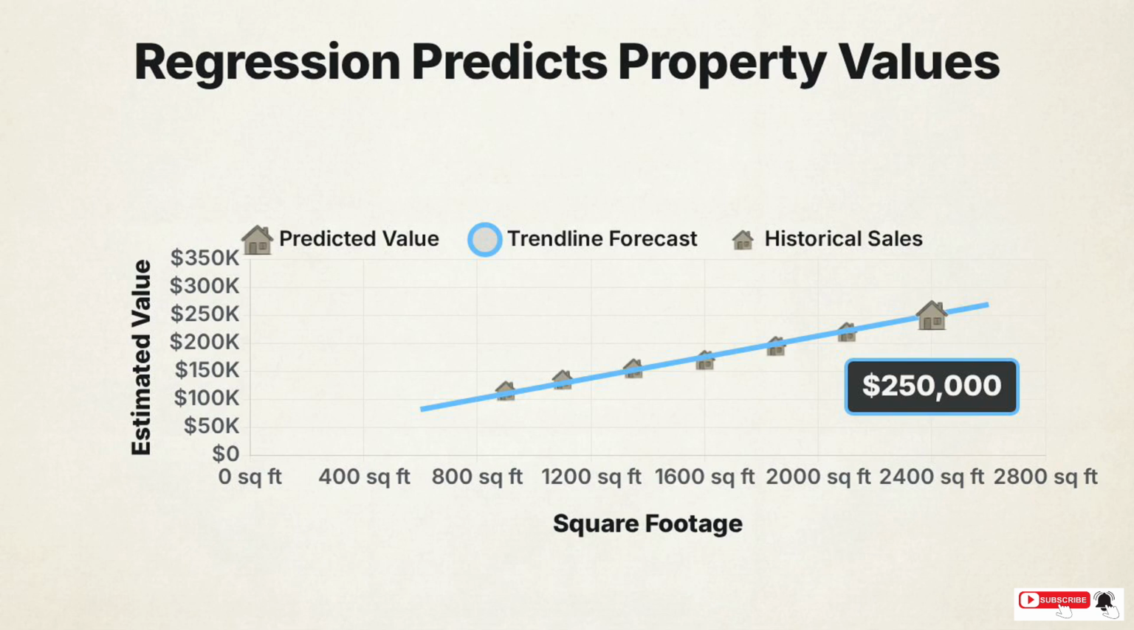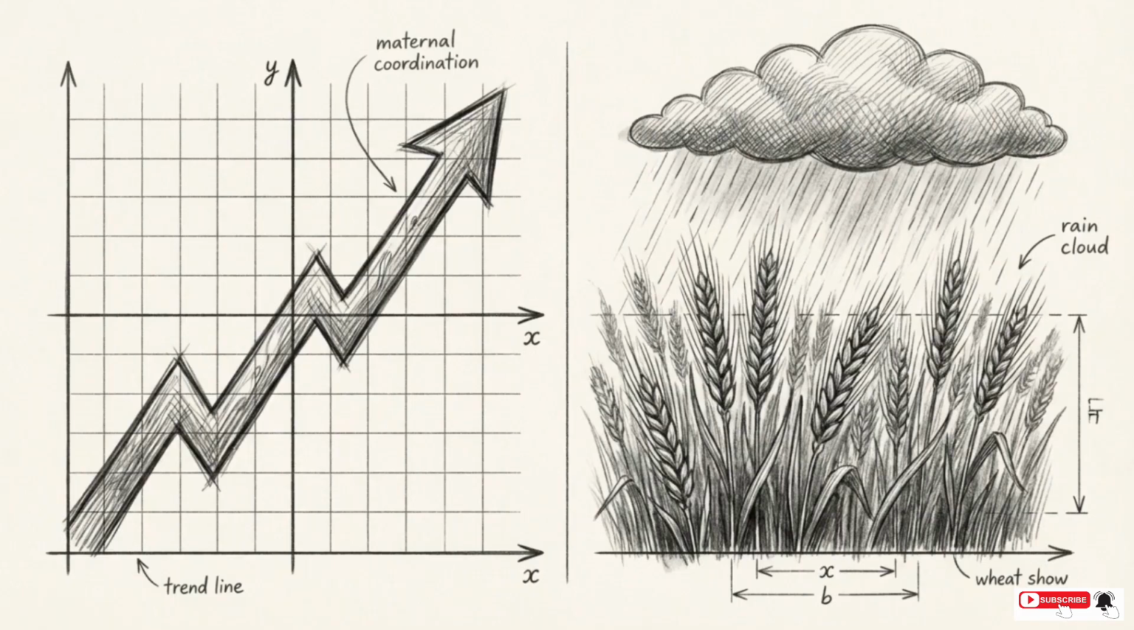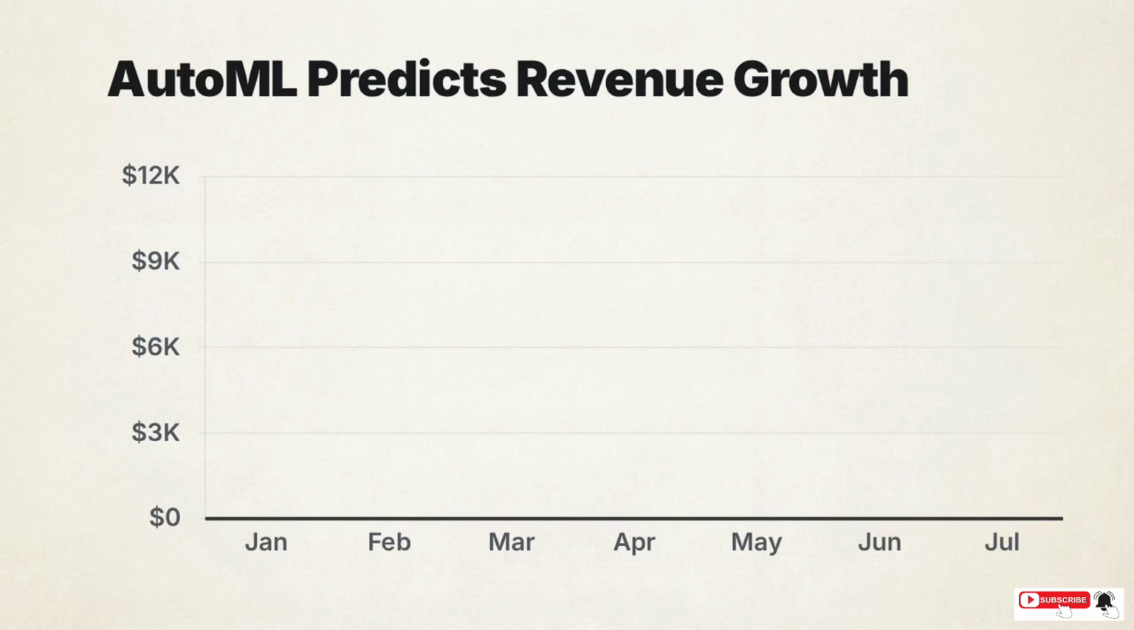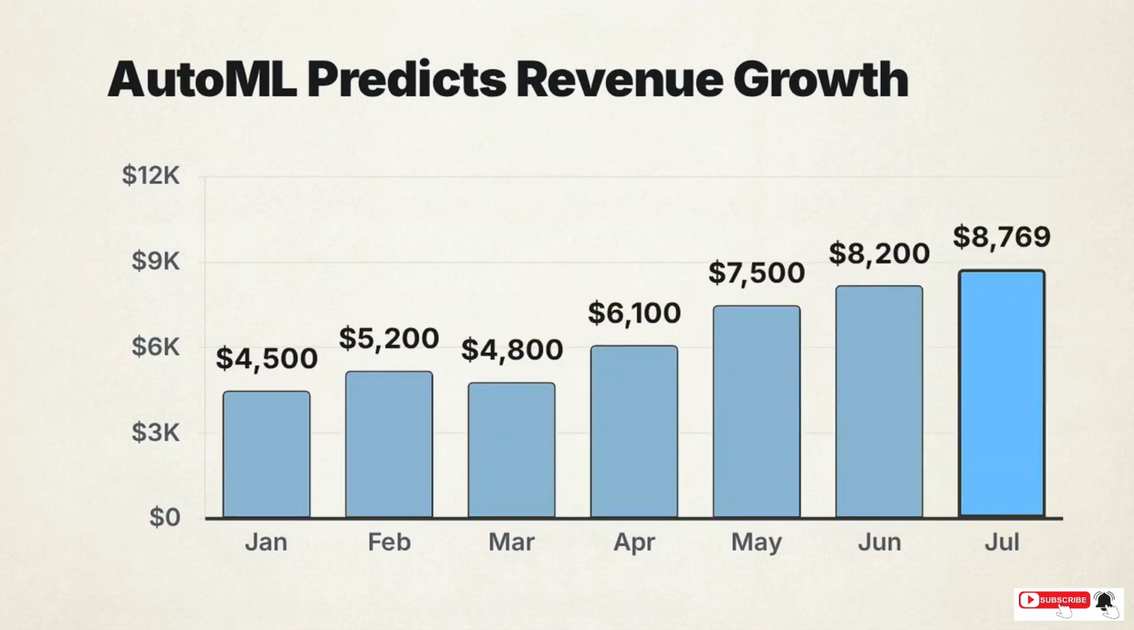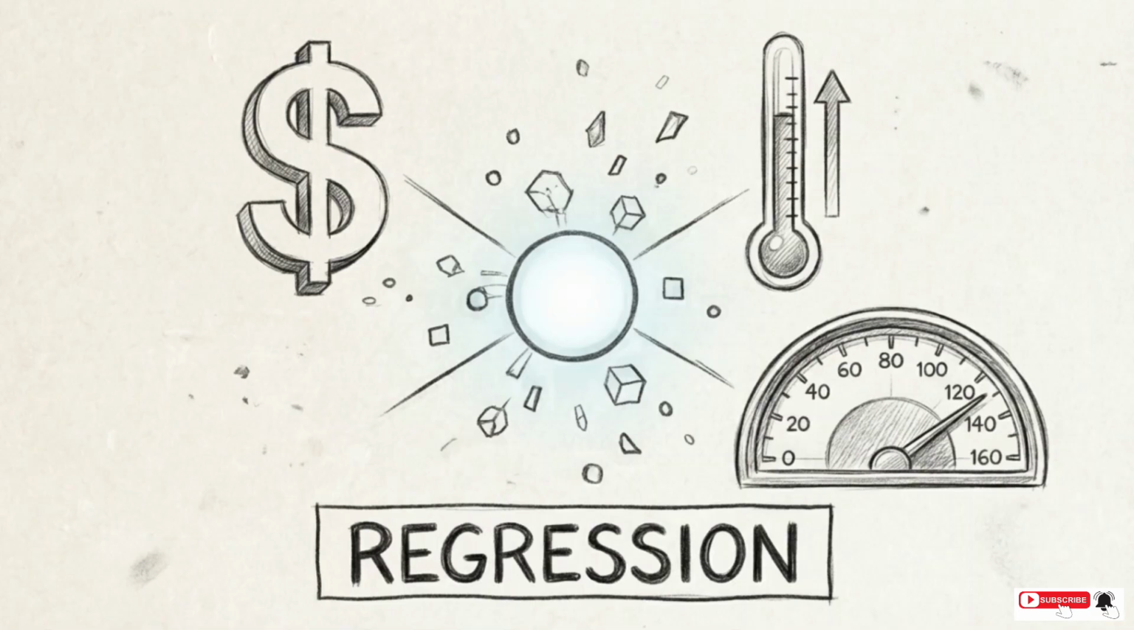Real estate apps use this logic to estimate that a house is worth exactly $250,000 based on its location and square footage. Investors use it to forecast stock prices, and farmers use it to estimate their crop yields based on rainfall. Azure includes a feature called automated machine learning, which builds regression models to predict things like next month's revenue. If the scenario asks for an amount, a price, a temperature, or any continuous numerical value, your solution is regression.